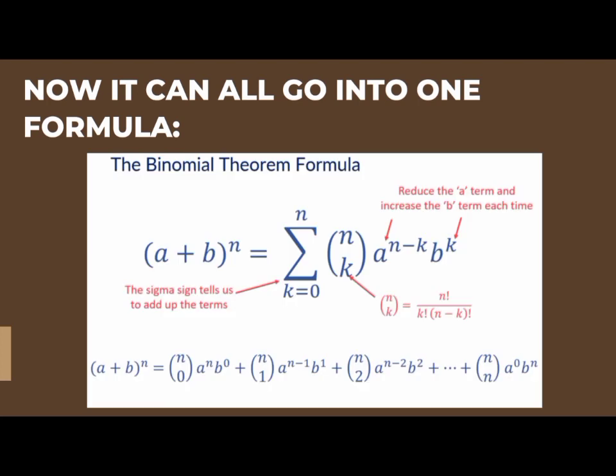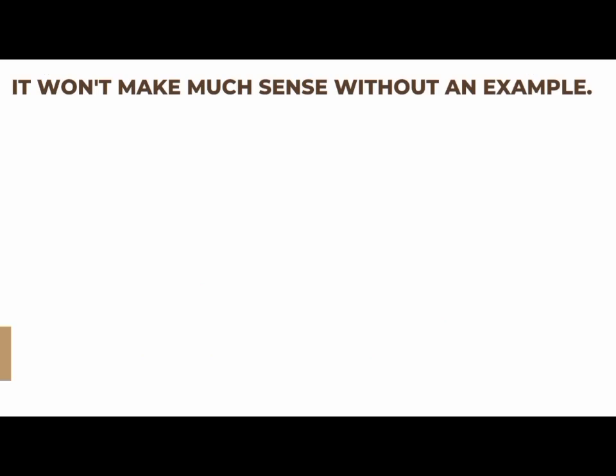Now it can all go into one formula, which is the binomial theorem formula. The sigma sign tells us to add up the terms. The n choose k is from n choose k equals n factorial over k factorial times n minus k factorial. This one means reduce the a term and increase the b term each time. It won't make much sense without an example, right?